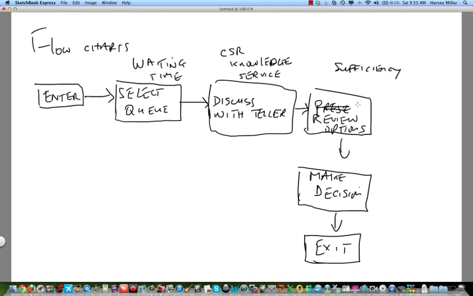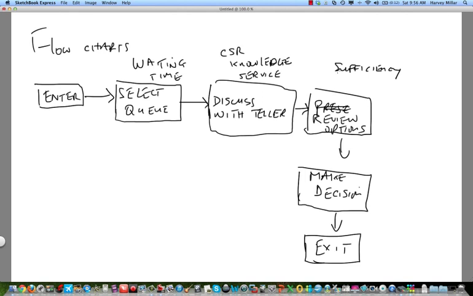The main thing here is that we are using this flowchart to really help us study the process that the customer will actually go through. Okay. What else can we talk about?